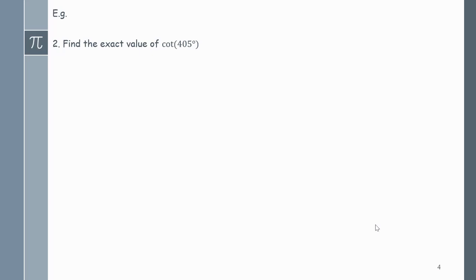Find the exact value of cot 405 degrees. My preference here is always to use radians. I just find that I prefer to stick to one because it saves me always converting back and forth all the time, and it also helps with my triangles and my identities. So I'm going to choose to change to radians. You could keep it in degrees if you like.